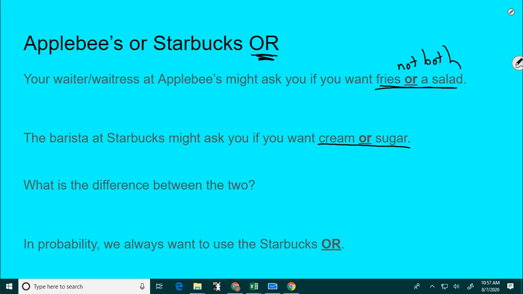With a coffee, they say cream or sugar. You can get cream or sugar. You can also get both. That's the difference. When we talk about probability, and we're using the word or, this is the one we want. Okay, one or the other, or both. That's or in probability.